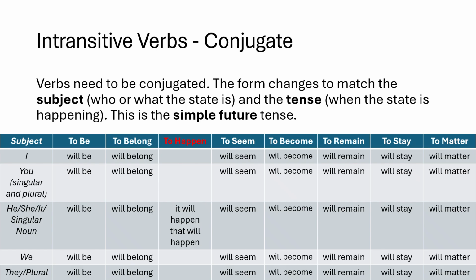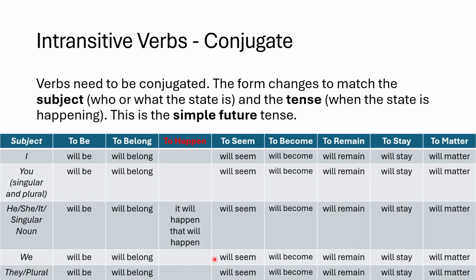Verbs need to be conjugated. The form changes to match the subject, who or what the state is, and the tense, when the state is happening. This is the simple future tense. I will read the verb conjugations to you. Notice that in the third person, he, she, it, or a noun, the verb does not change its form. It does not have an S at the end.